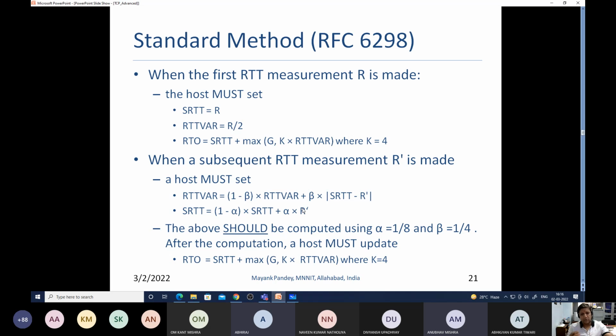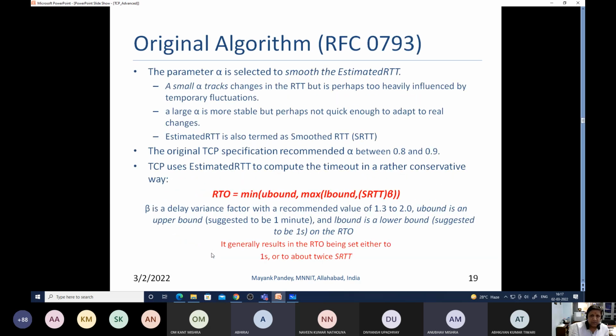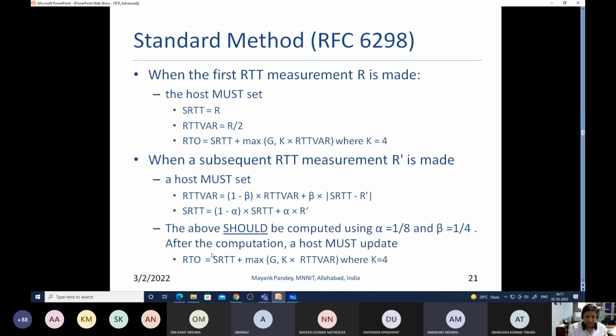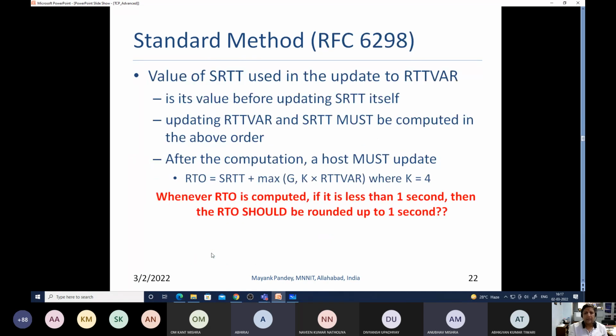And this keeps on going. And in this way, you'd be having the role of RTT variance also in calculation of RTO, which is more near to the actual happening. So if you see the previous original algorithm, it was not very much smooth because it was not taking the variation in RTT into account. But now variation of RTT is also taken into account to get the proper estimate.